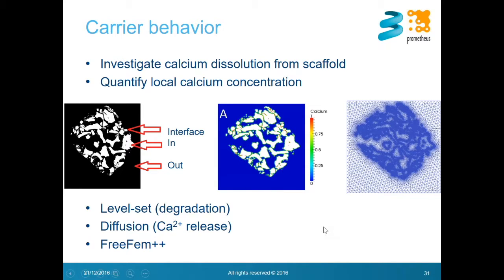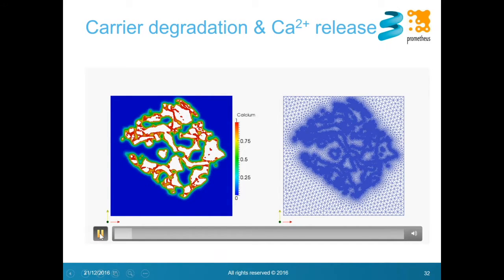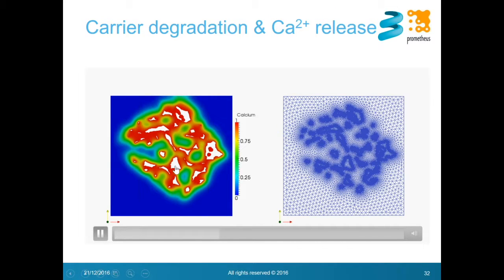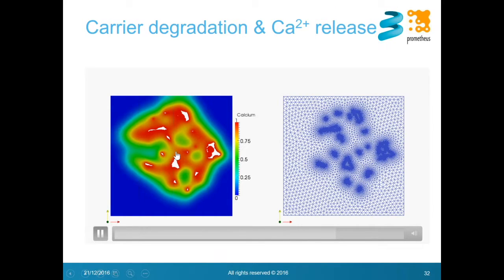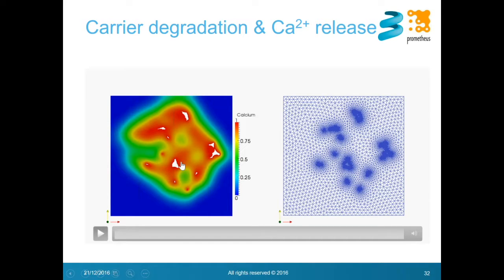We can simulate the degradation using physical principles. What you then see is that the grains are becoming smaller because they're degrading, and in the colors you see the local concentration of calcium, which at this point cannot be measured experimentally, but which is interesting to know because these local concentrations are actually the concentrations that the cells we seed on the scaffold will be exposed to.